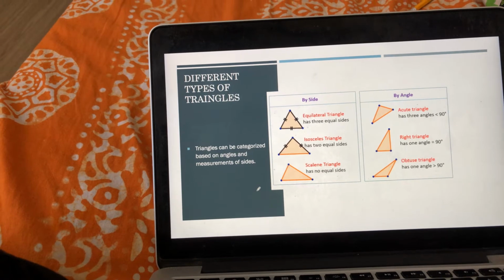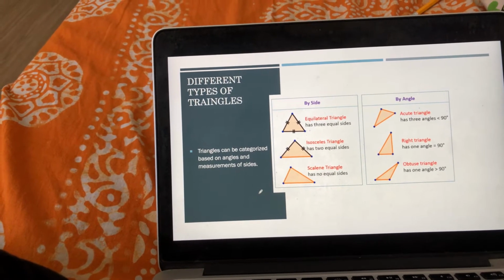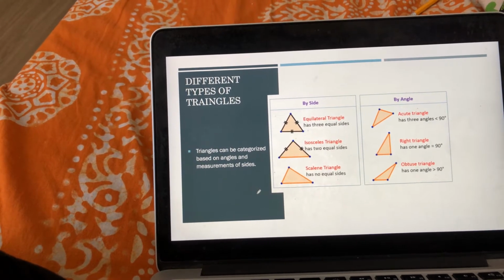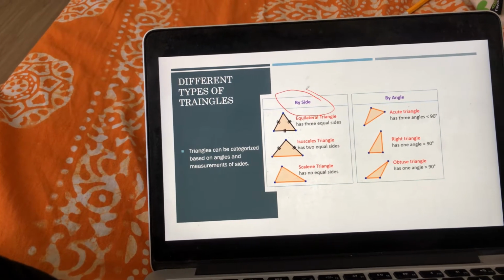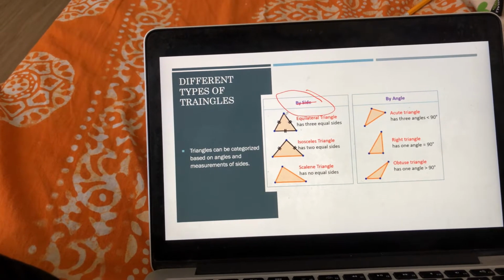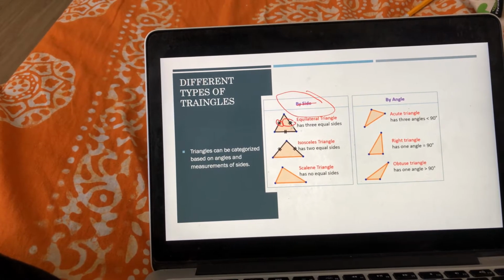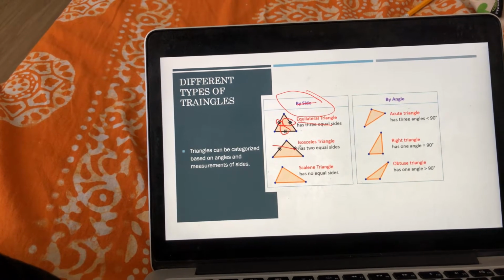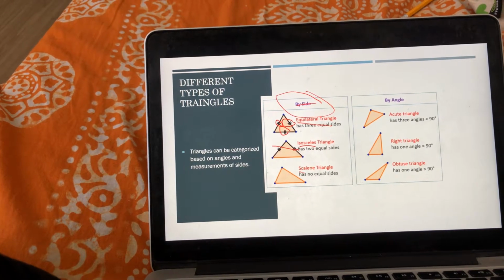Based on two criteria, triangles can be classified into categories. One way it can be classified is based on the sides. So let's start with sides. A triangle has three sides, so they can be equal: if all three are equal, then it is called an equilateral triangle. If only two sides are equal, then it is called an isosceles triangle. If none of them are equal, it is called a scalene triangle.